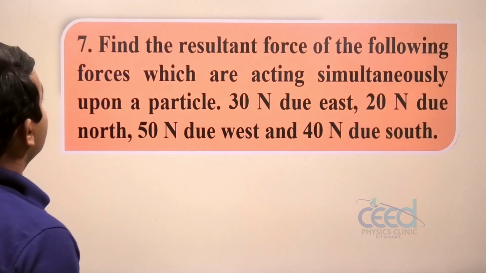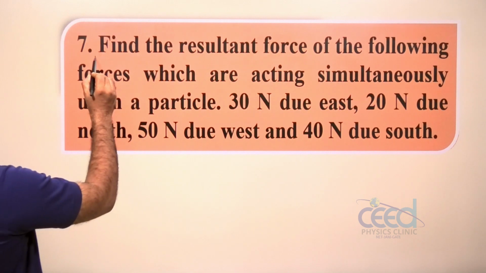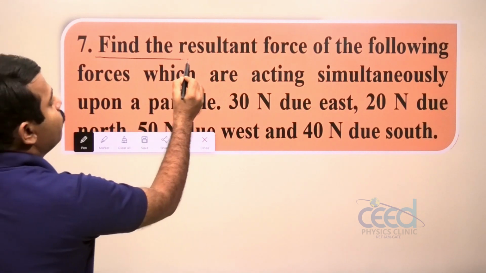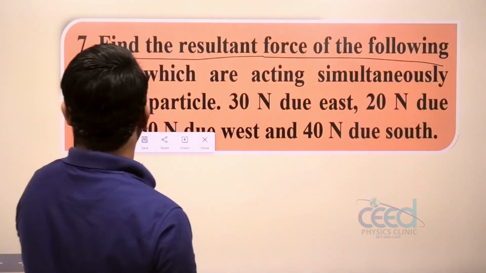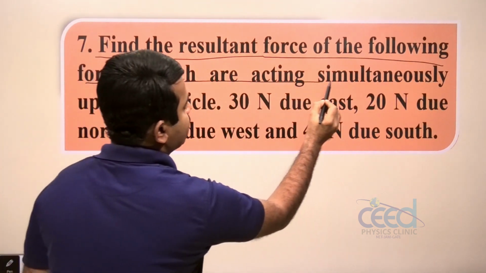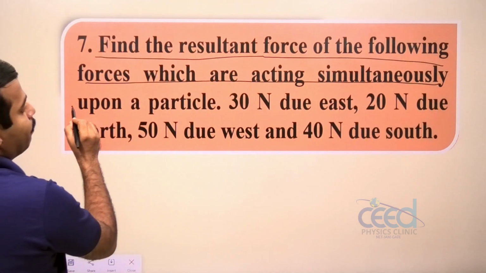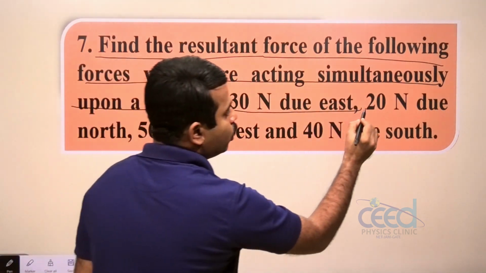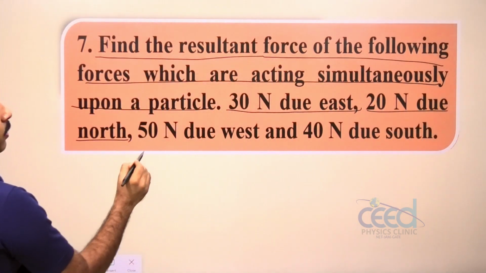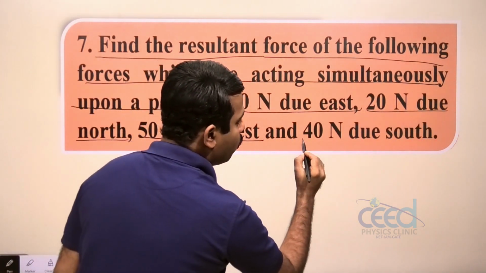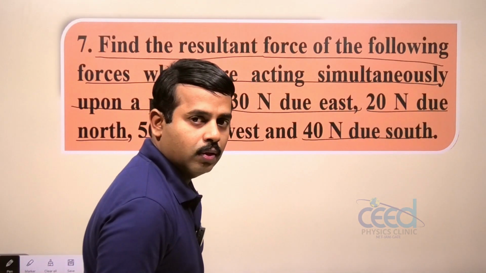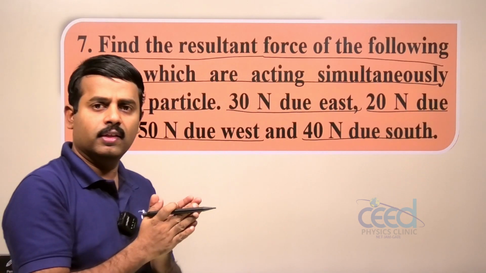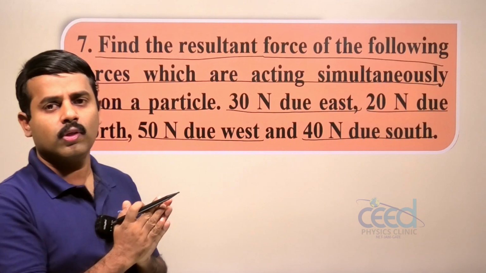Now let us go to another problem. Find the resultant force of the following forces which are acting simultaneously upon a particle: 30 Newton due east, 20 Newton due north, 50 Newton due west, 40 Newton due south. Alright. These many forces are acting. Then what is the resultant force? That I want to calculate.